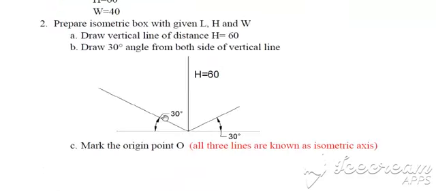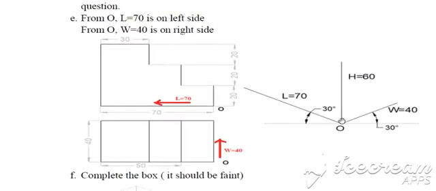So let's start. First, draw the horizontal line. Mark the point O here. Draw three lines, two of which are at an angle of 30 degrees and one will be vertical to it. So this point is O. It is easy to mark the height, that is along the vertical line. So along the vertical line we mark the height, that is 60 mm.